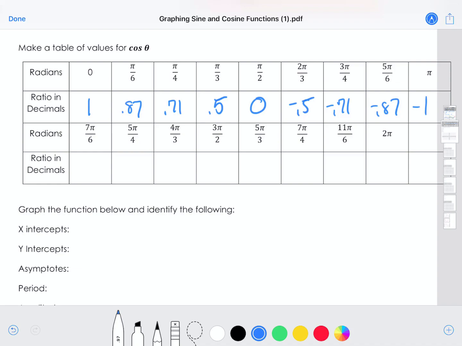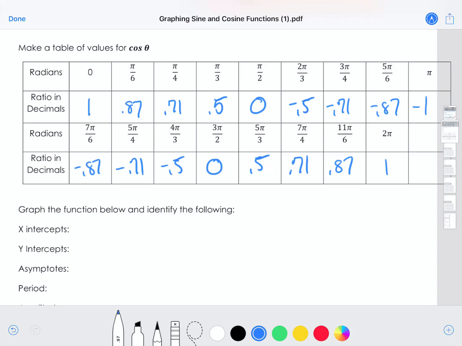Then if I come out to 7 pi over 6 and swing open and look at the x-coordinate of my terminal point, that's going to be negative square root of 3 over 2, which is negative 0.87 approximately. Then we're going to get negative 0.71. At 4 pi over 3, it's negative a half. At 3 pi over 2, that's where x is 0 at the terminal point when we swing open at 3 pi over 2. At 5 pi over 3, it's positive 0.5, then positive 0.71, then positive 0.87, and then at 2 pi, we close out the loop, and we've made a complete rotation, and we finish at 1.